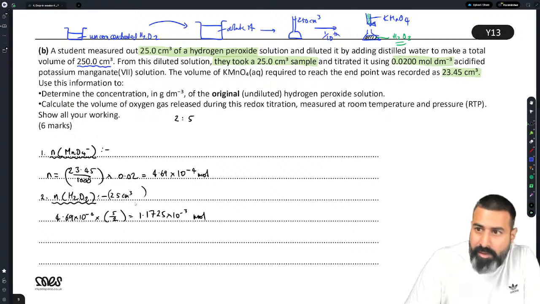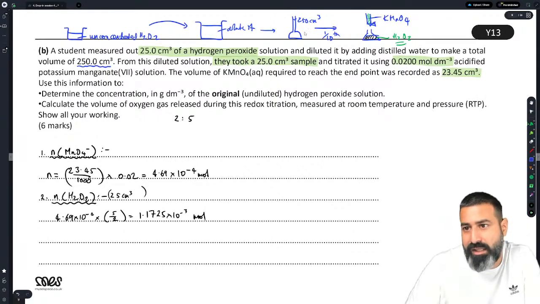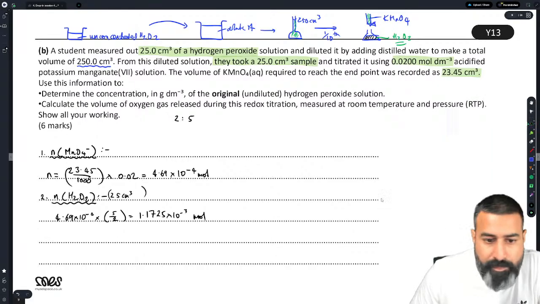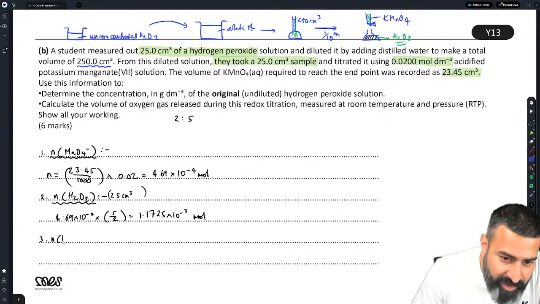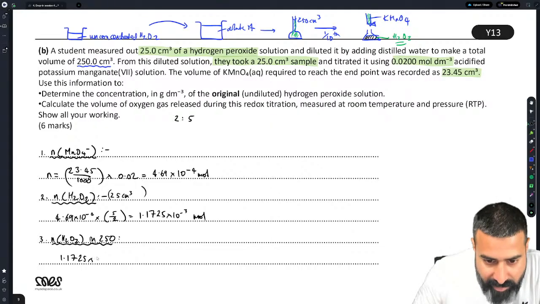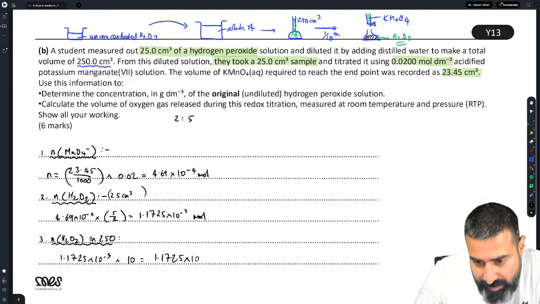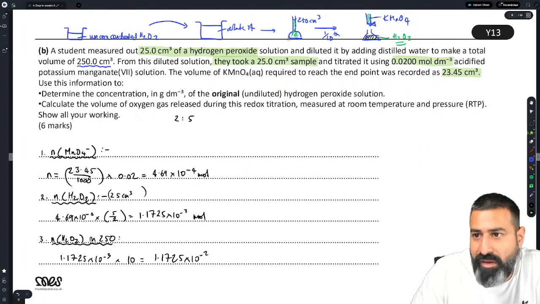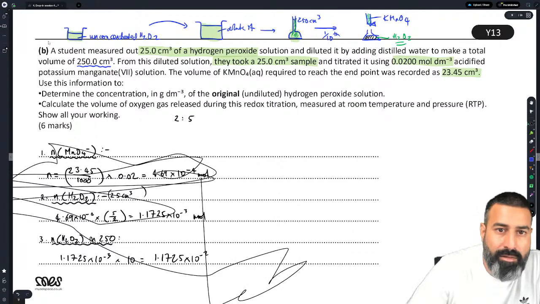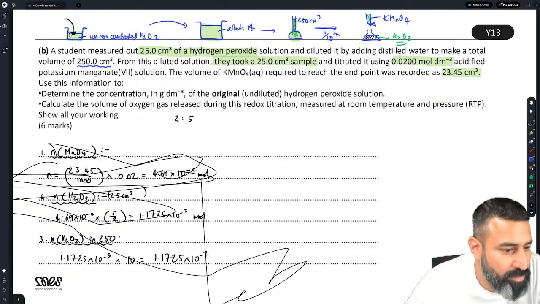portion. So I want to know how many moles I've got in this larger 250 centimeters cubed portion. So what's that? So the number of moles of H2O2 in 250 is going to be what? Yeah, absolutely. We times it by 10. There's 1.1725 times 10 to the minus 3 times 10, which is 1.1725 times 10 to the minus 2. So that's the number of moles here. And all of that came from where? All of that came from here, right? All of that was in the undiluted sample. Agreed?